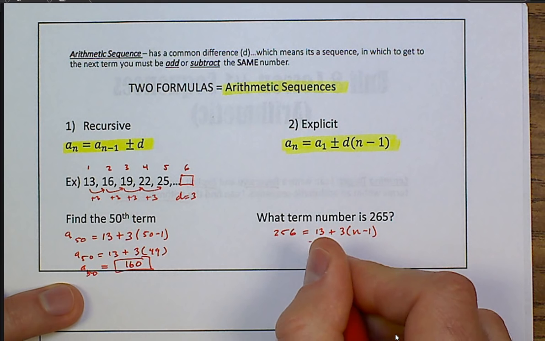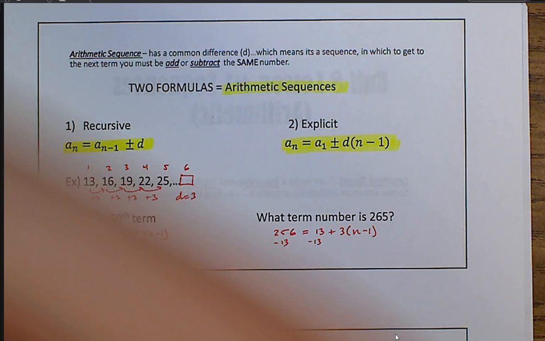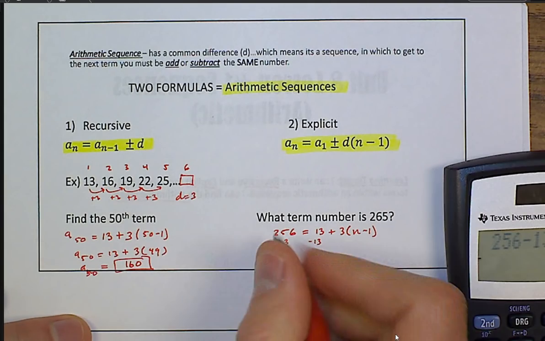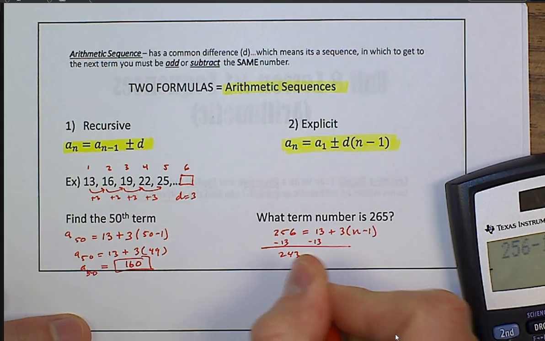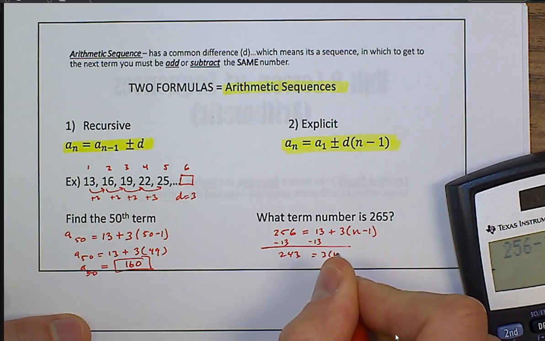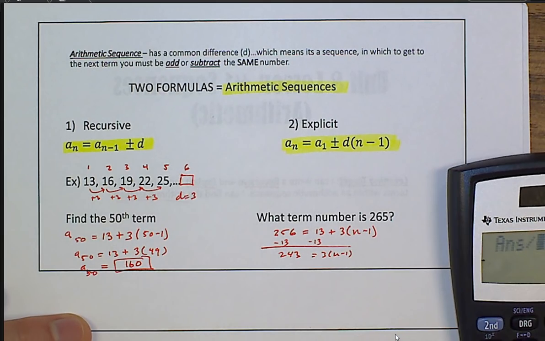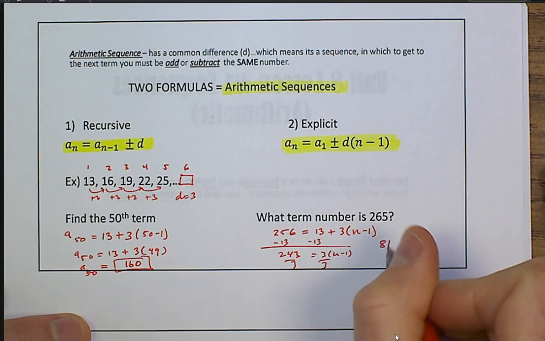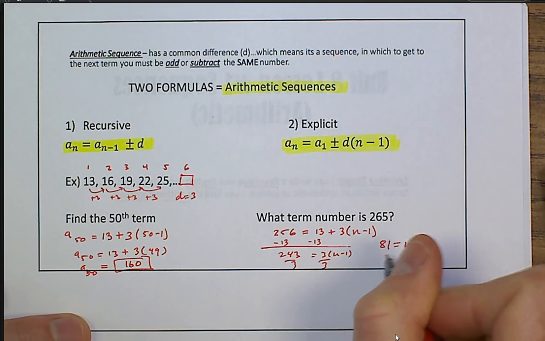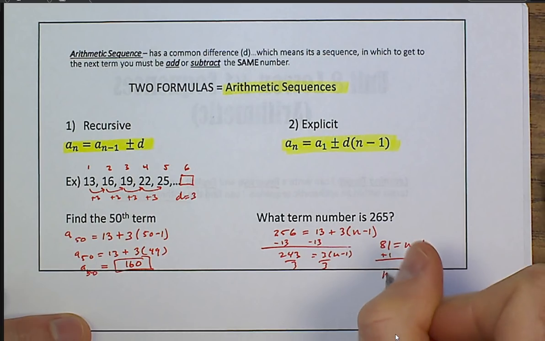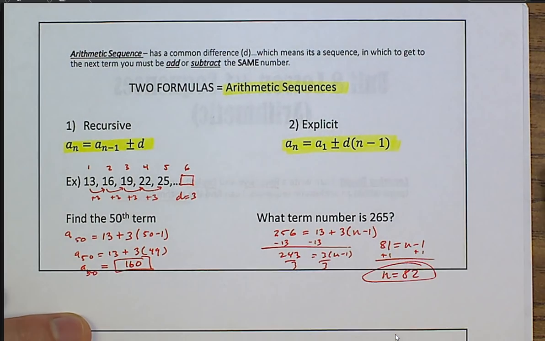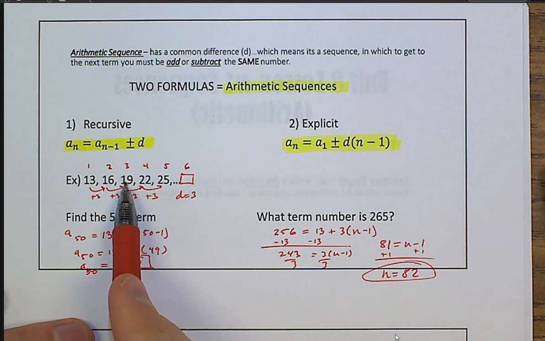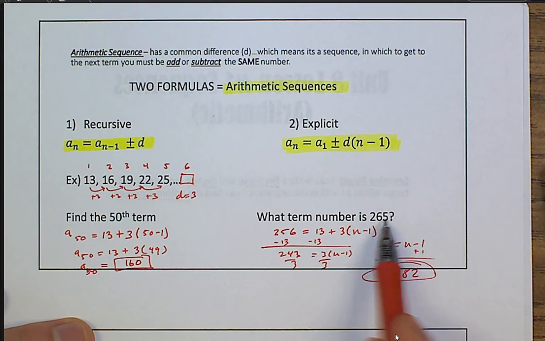So I had minus 13. You can take your calculator out and go 256, we're going to minus 13. I get 243 equals 3 times n minus 1. So I'm going to divide that by 3, which is 81. So I get 81 equals n minus 1. And I'm going to add 1 to both sides, and I get n equals 82. So the 82nd term in this sequence right here is 256.